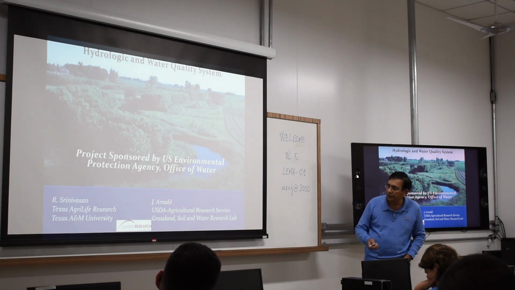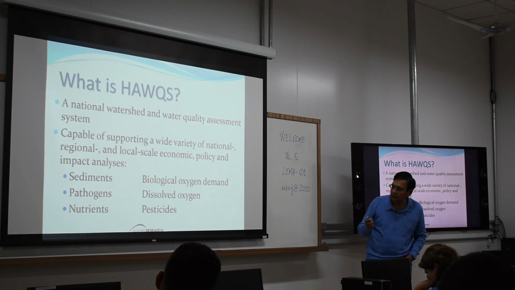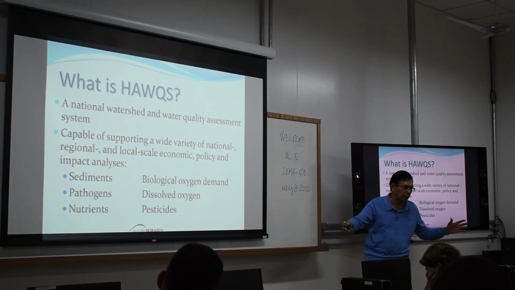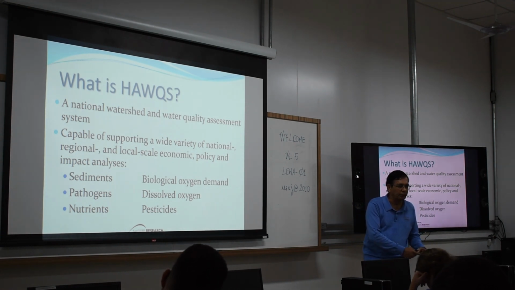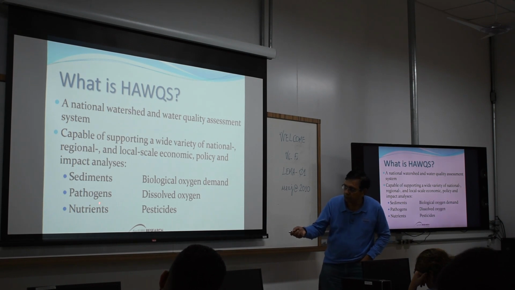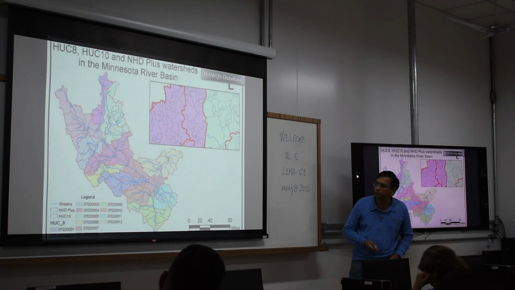So what is the real benefit of this HAWQS system? It is the National Watershed Water Quality Assessment System. It can support a wide variety of applications all the way from local scale, a few hundred hectares or square kilometers, to thousands of square kilometers. Like if you want to model the entire Amazonia, you can, or you can just model one small area within the Amazonia basin. You can model that also. What are the main outputs? You know, sediment, nutrients, pesticides, and so on. The same usual SWAT outputs.